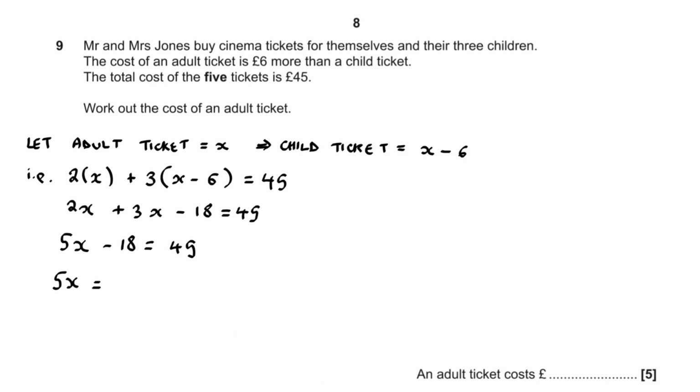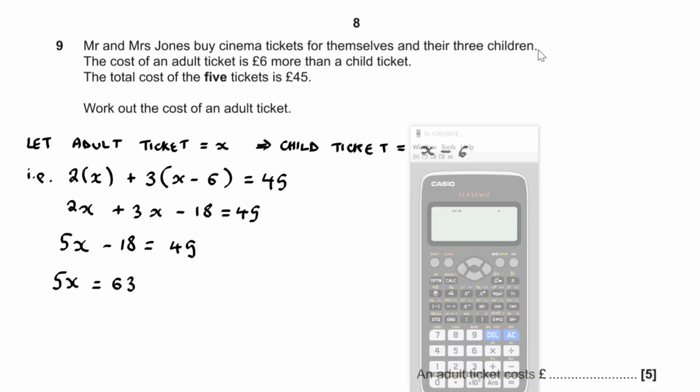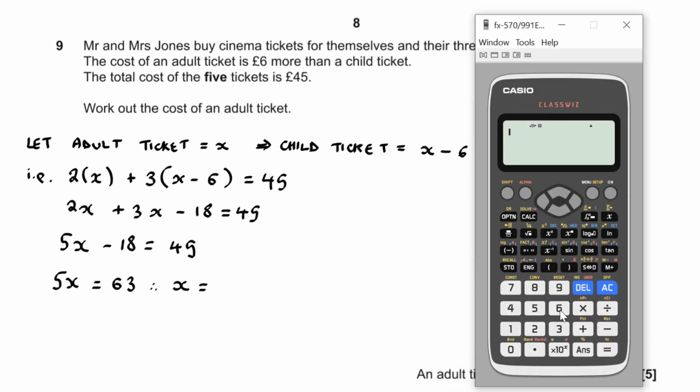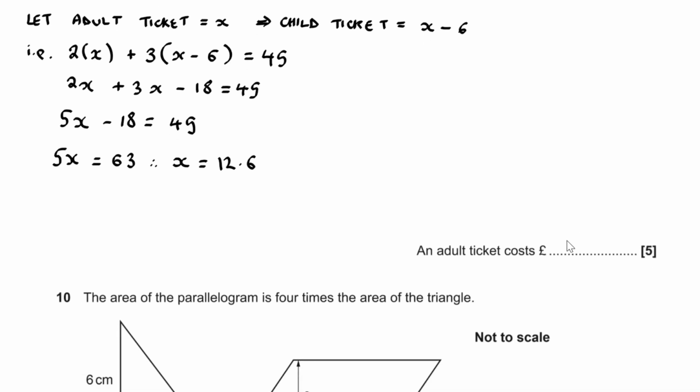5x, that's equal to 45 plus 18, which is 63. And if we divide through by 5, you will find x to equal 63 divided by 5, which is 12.6. So the adult ticket costs £12.60.